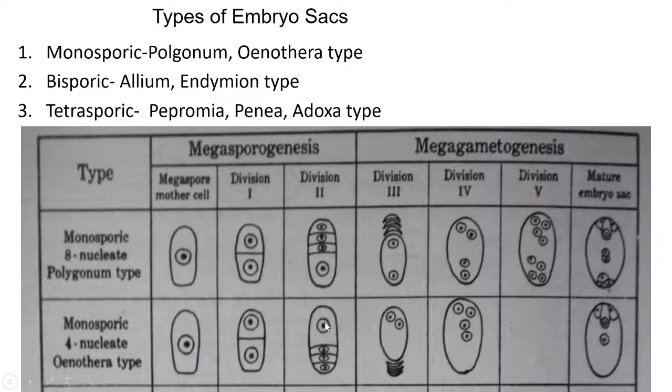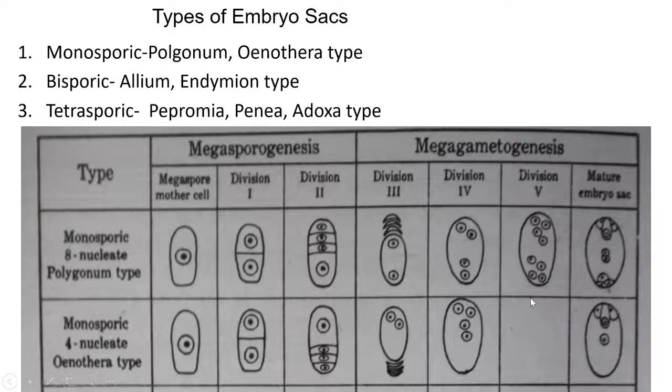The megaspore present on the upper side becomes functional and divides mitotically, with only 2 mitotic divisions, to form the 4 nucleated embryo sac. That 4 nucleated embryo sac becomes arranged in this manner. Toward the micropyle end, 3 nuclei develop, 1 egg cell and 2 synergids, and at the center only one single polar nucleus is there. This is the characteristic feature of the family Onagraceae.